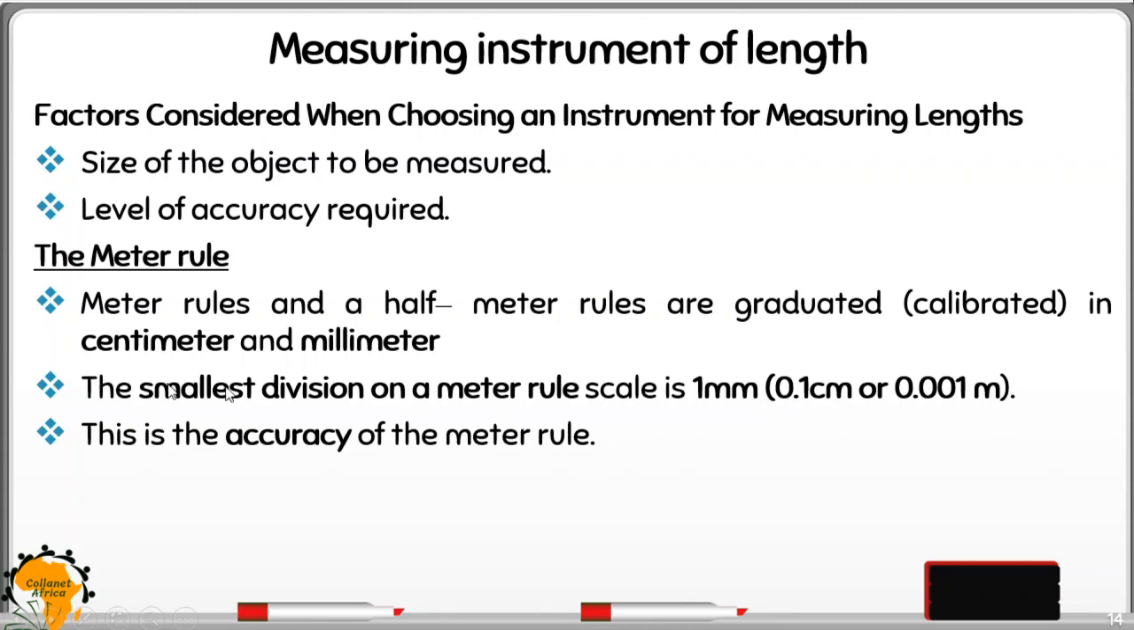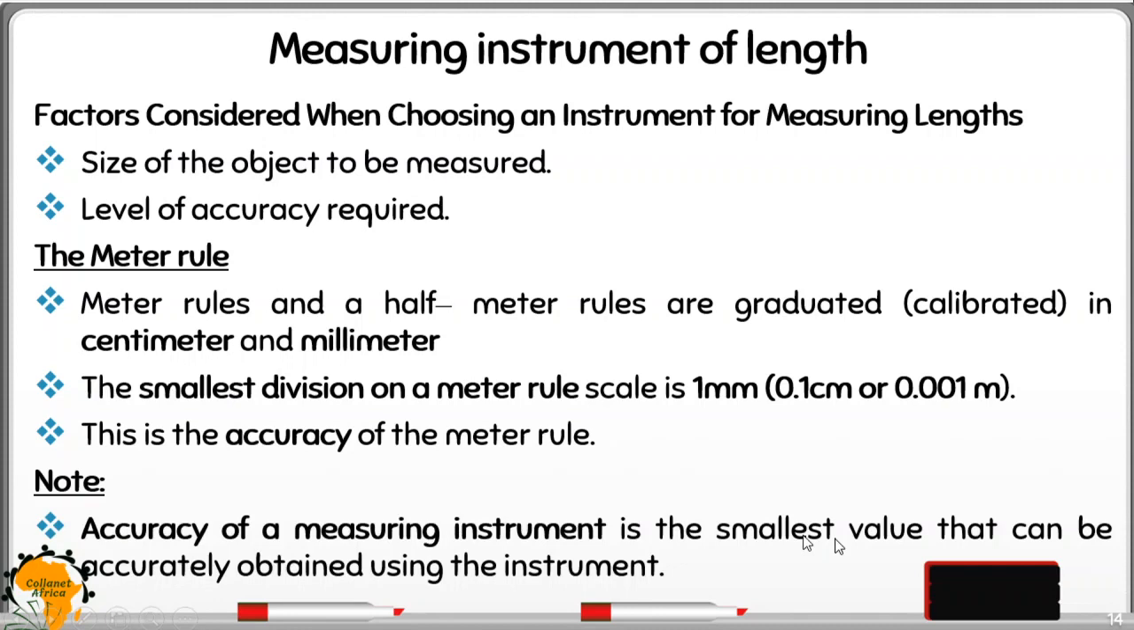Now, this smallest division is what we call the accuracy. So we define the term accuracy as the smallest value that can be accurately obtained using the instrument. In this case, for a meter rule, the accuracy is 0.1 centimeter or 0.001 meter or 1 millimeter, depending on the units that you are using.